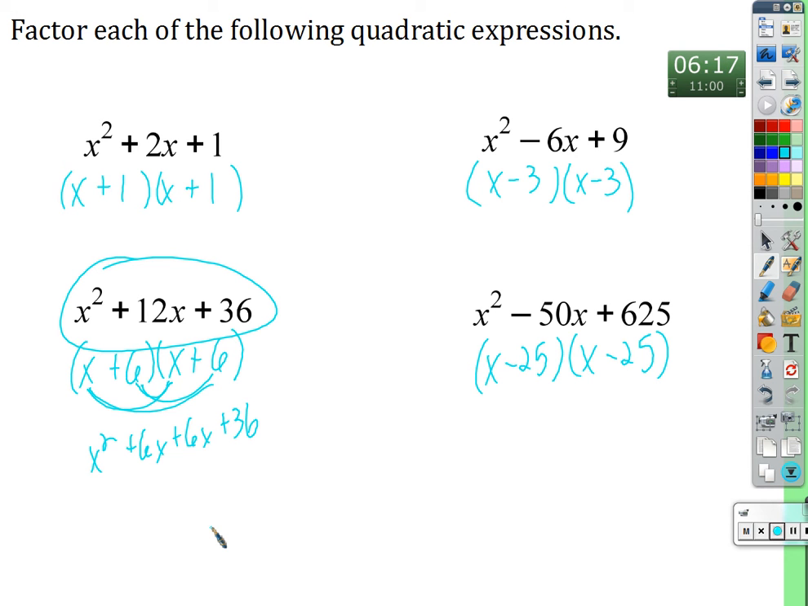They're both positive or both negative. And not only that, they're also the same number. Both positive 6, both positive 1, both negative 3, both negative 25. The way Connor said it, they're perfect squares, which means if this is x plus 1 times x plus 1, we can write it like this: x plus 1 squared.